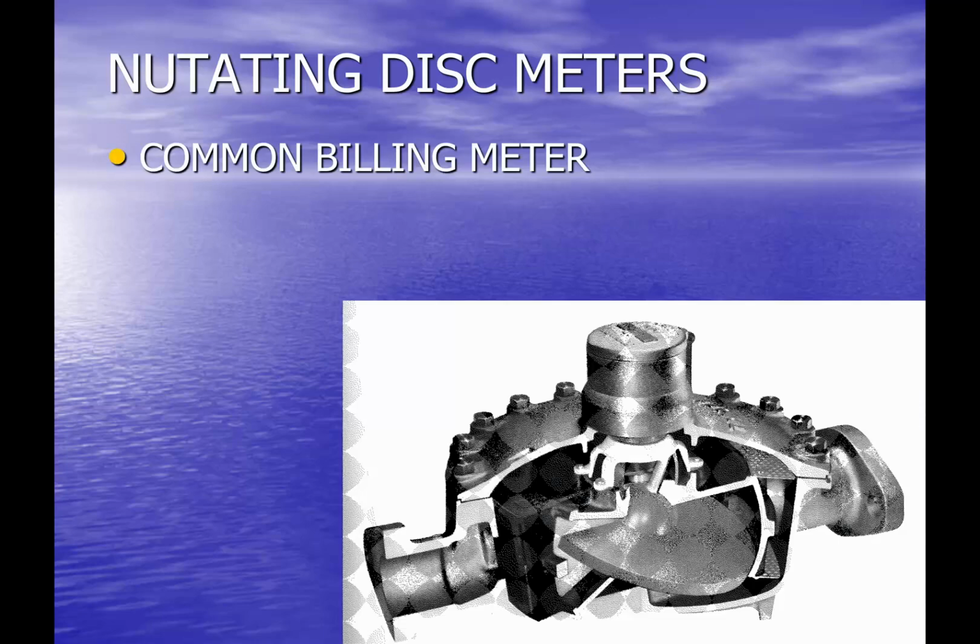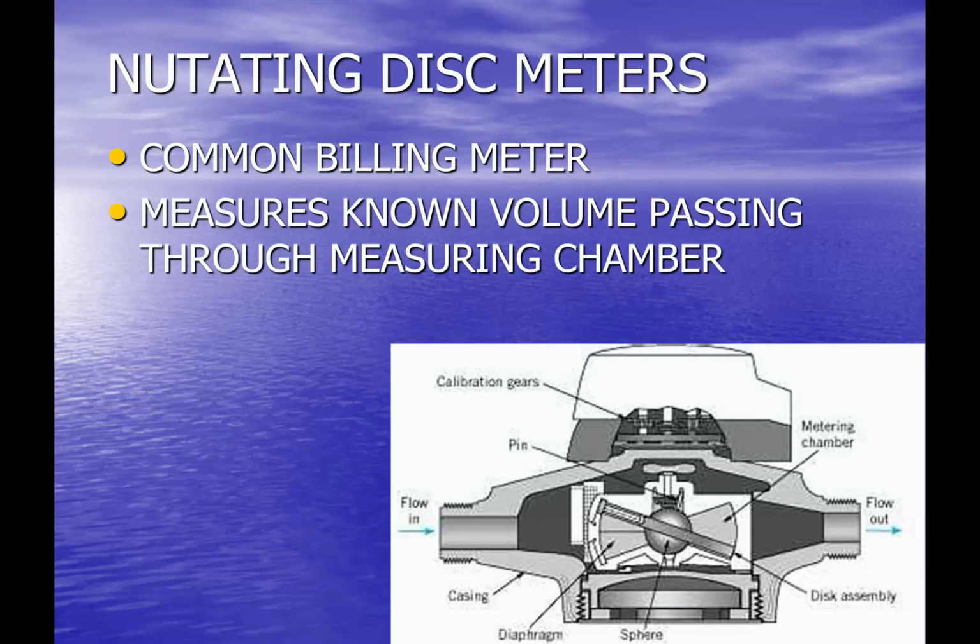Nutating disc meters are very common for water agency billing meters. They measure essentially all the water that passes through the meter, all the water that passes through the disc. The volume in each cycle is constant. So you're measuring a known volume passing through a measuring chamber. As you can see in the exhibit, you've got the disc assembly, and as the water goes through, it causes that disc to rotate, and every cycle of rotation of that disc is equivalent to a known amount of water.